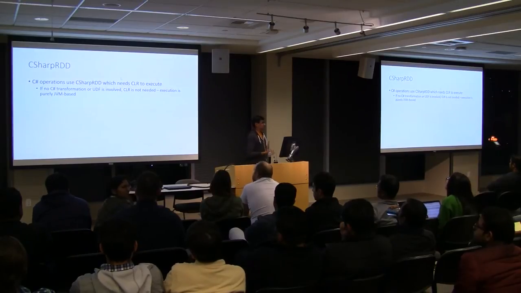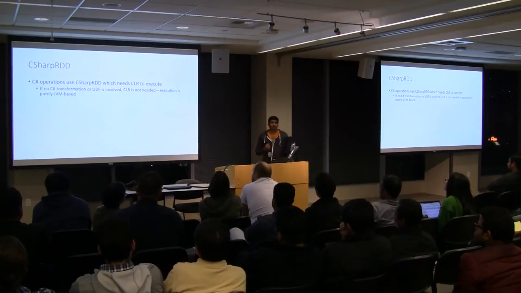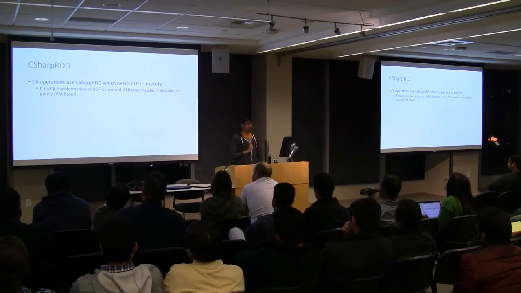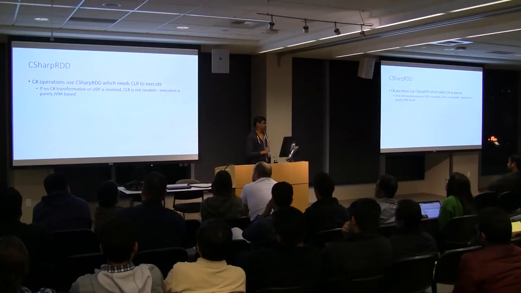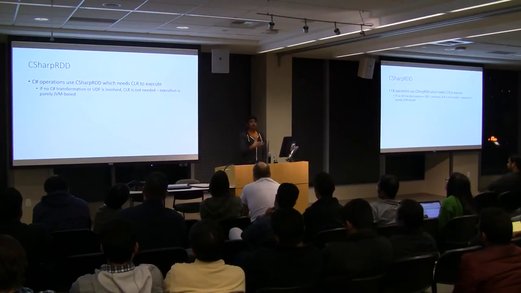Let's look at what C-sharp RDD is. C-sharp RDD is created when there is a C-sharp operation that needs to be executed. If there is no C-sharp operation, for example loading from a text file and performing a count, the CLR is not even involved. There is no CLR invocation, and not even a C-sharp RDD. Loading from a file is a Hadoop RDD behind the scenes in the JVM, and then the count is performed on that RDD.